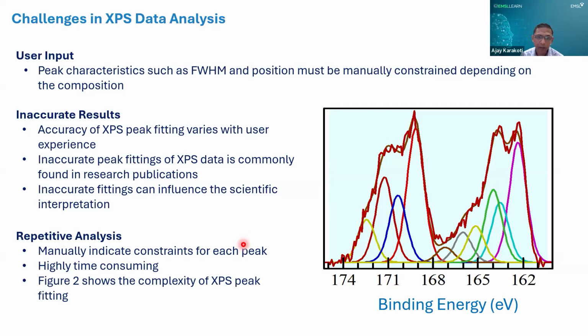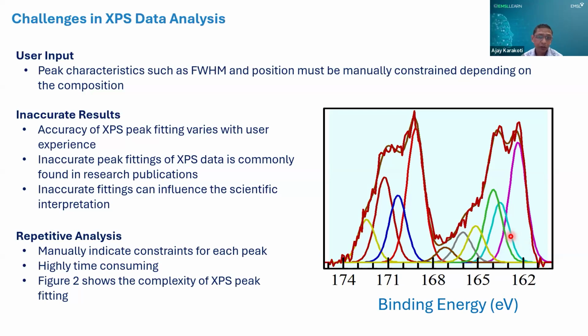The complex spectrum that you see on the screen is an example of a high-resolution sulfur scan, and you can see that there are multiple peaks fitted to this particular sulfur scan, and each of these has a different bonding environment, right? So the accuracy of XPS peak fitting generally depends on how much experience the user has with these things, and inaccurate XPS peak fitting is very, very common to find in research publications.